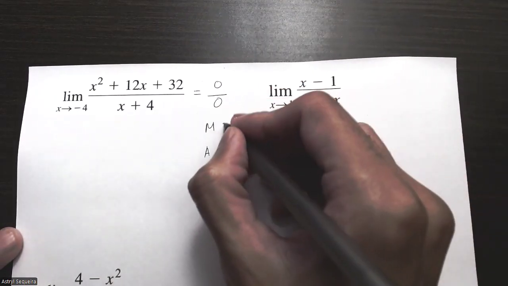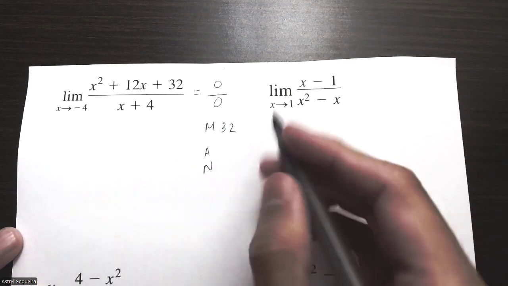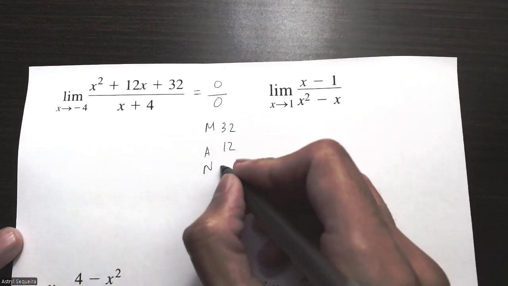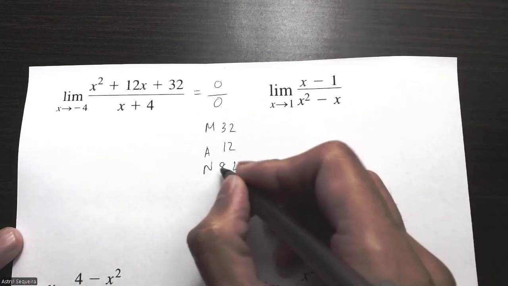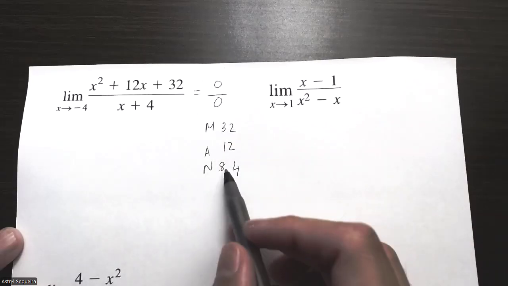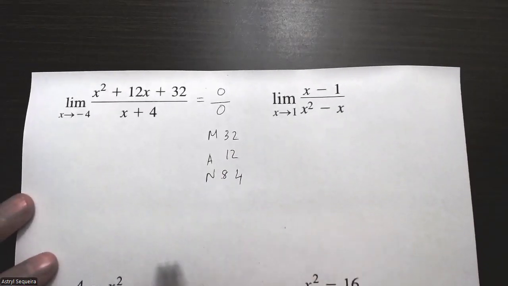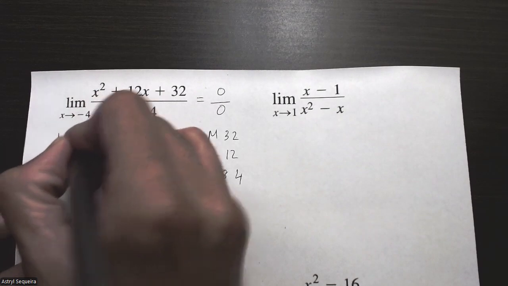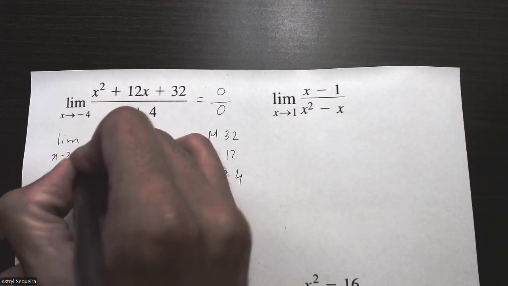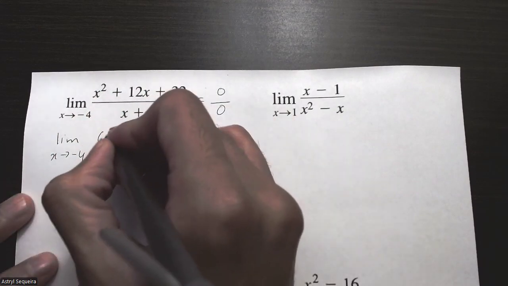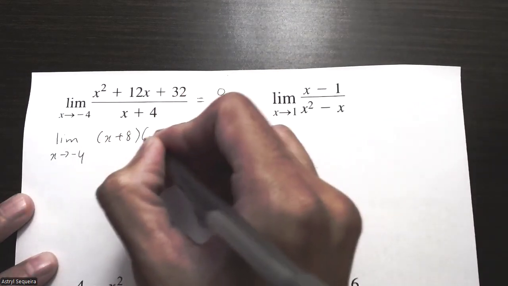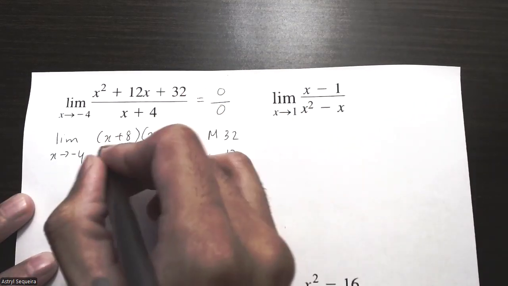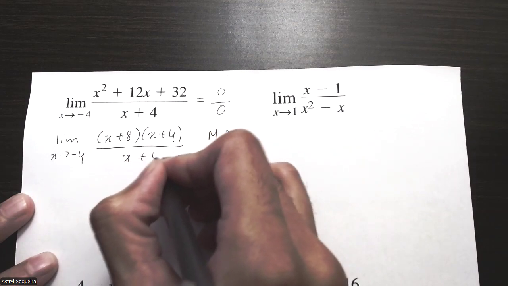So what multiplies to 32 and adds to 12? My two numbers are 8 and 4, because 8 times 4 is 32 and 8 plus 4 is 12. So I can rewrite this as lim x approaches negative 4. Then I'll write it in factored form, x plus 8, x plus 4 divided by x plus 4.